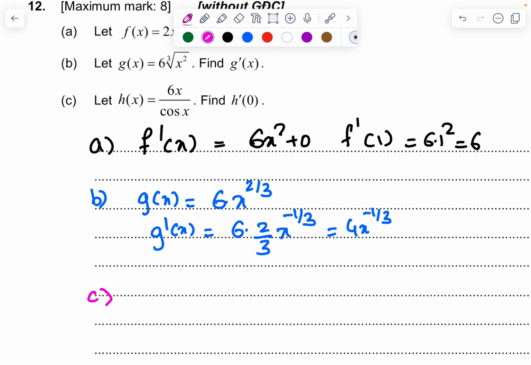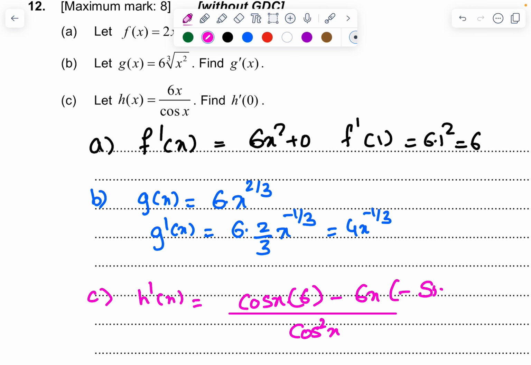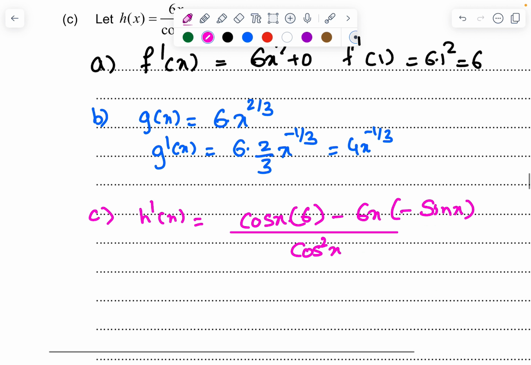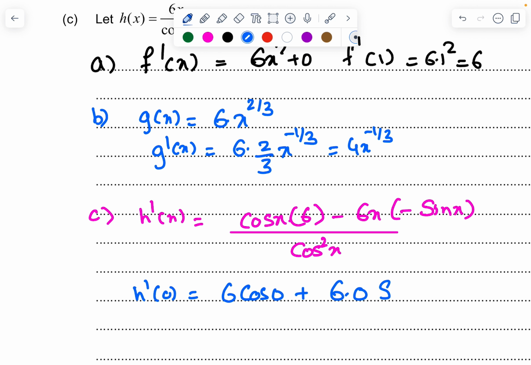Then part C. h prime x equals cos square x in the denominator, with cos x. 6x derivative is going to be 6, minus 6x, cosine x derivative is minus sin x. Now I am going to find h prime of 0. So 6 cosine 0 plus 6 times 0 times sine 0 divided by cos square 0, which is 6 plus 0 by 1, which is going to be 6.